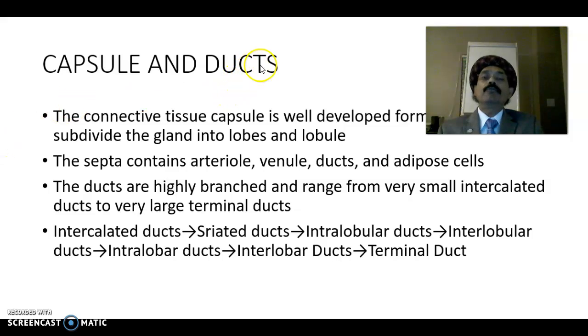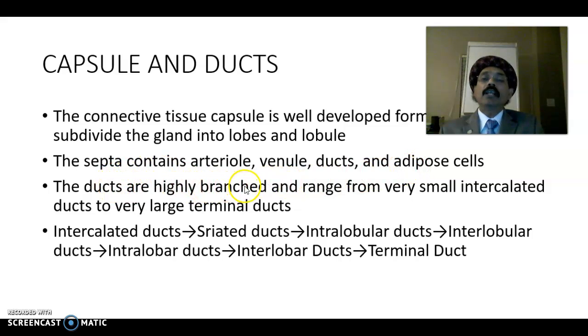If you go to the capsule and duct, the connective tissue capsule is well developed and it forms septa and subdivides the gland into lobes and lobules. The septa contain arteriole, venule, ducts, and adipose cells. Adipose cells are variable. In young age, they are fewer. After the age of 40, the number of adipose or fat cells will increase.